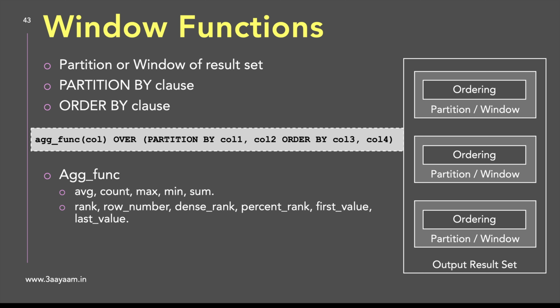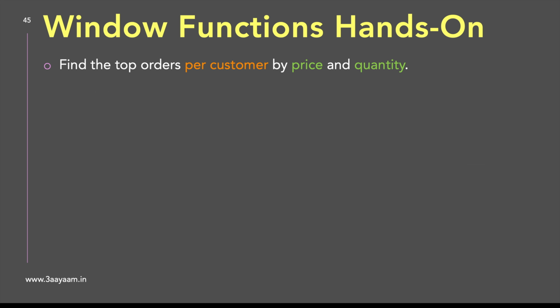So the first ones, average, count, max, these are mathematical functions. And the second ones are used to provide rank based on a certain value, based on the partition and based on order. So what I will do is, we'll try to figure out what should be the partition by clause, what should be in the order by clause, and which aggregate function we have to use. So let us go ahead and dissect the first question. It says find the top orders per customer by price and quantity.